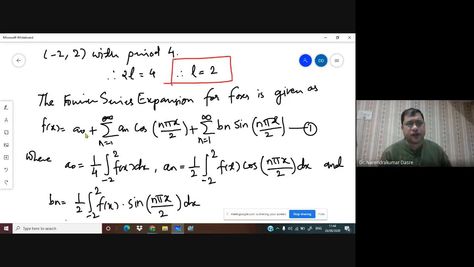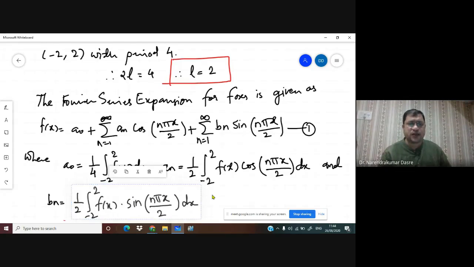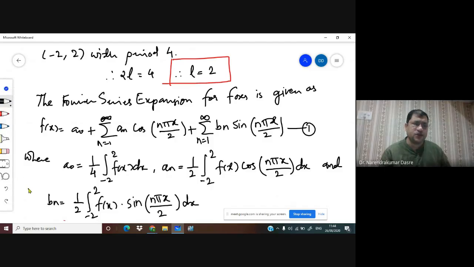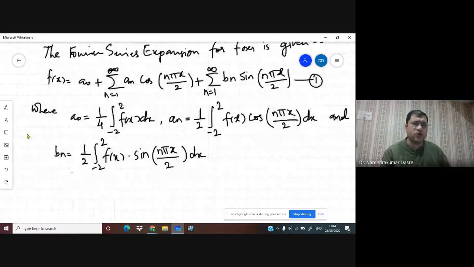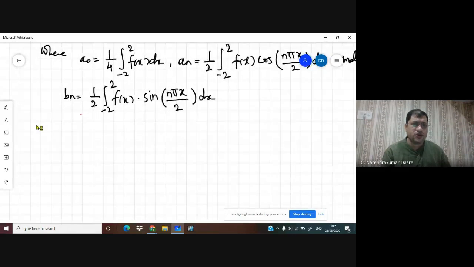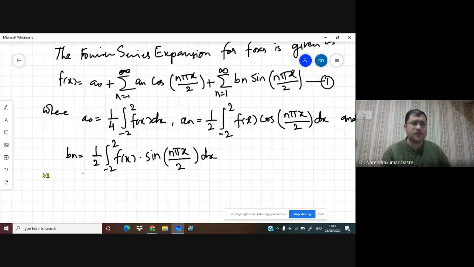Once you write the Fourier series, then we consider the coefficients A0, An and Bn, and then we write the correct formulas for them. After that, we go for evaluation. Now we have written the correct formula, so let us go for the evaluation.